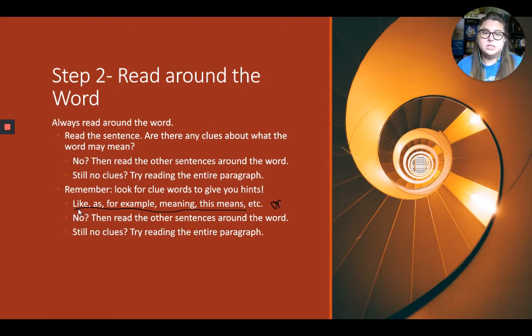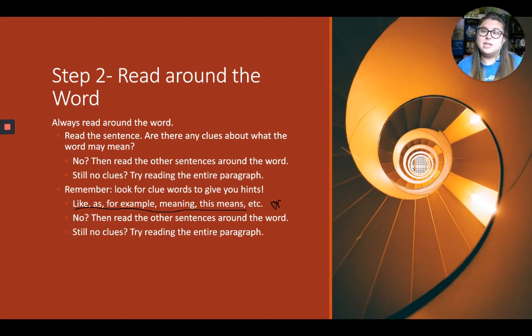Words like "as," "for example," "meaning," "this means," and "or" should be like flashing lights for us. When we see them, those are our signals that what we're seeing is a clue or a hint about the definition of our unknown word. So always keep an eye out for these. Look for the hints that you're given.